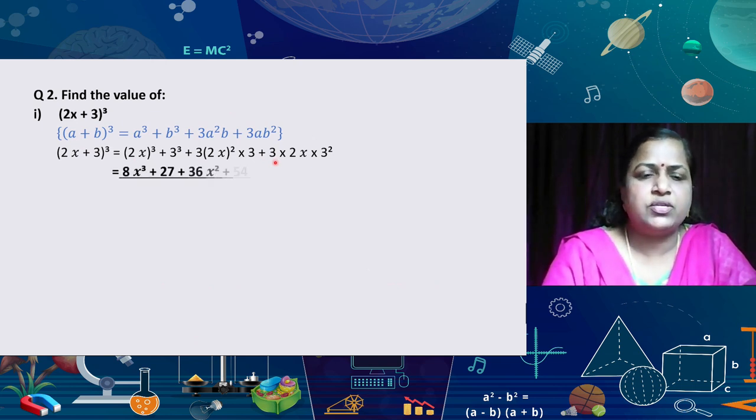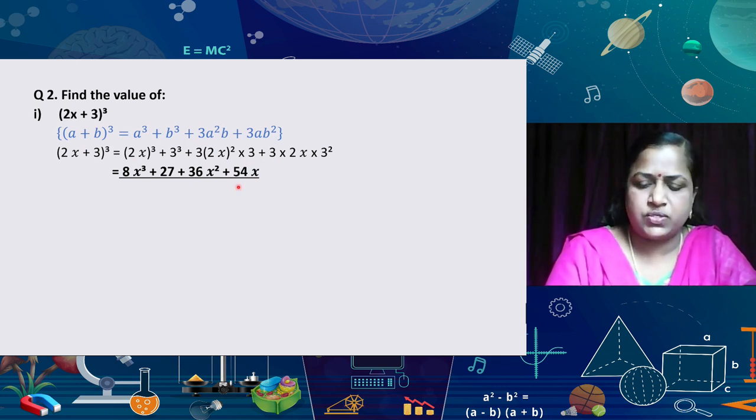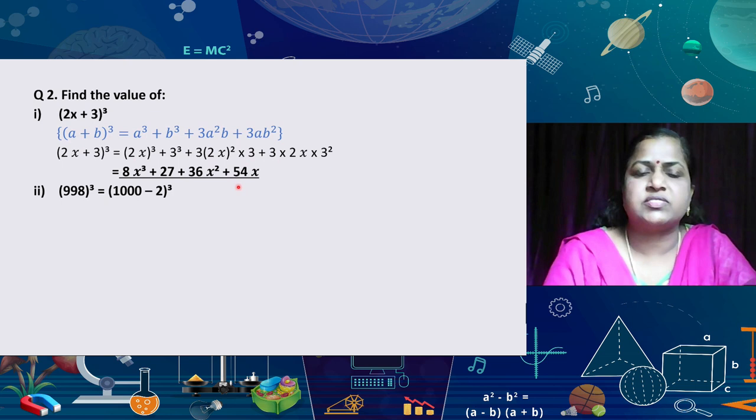When we are solving (2x) whole cube, 2 into 2 into 2 is 8x cube, plus 3 cube is 3 into 3 into 3, that is 27, plus here 2 square is 4, 4 times 3 is 12, into 3, 36x square, plus 3 into 2 is 6, 3 square is 9, 6 into 9 is 54x. In this way, we can evaluate the values of these types of questions.